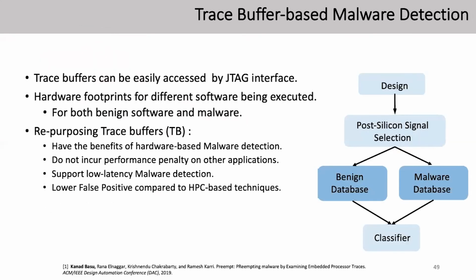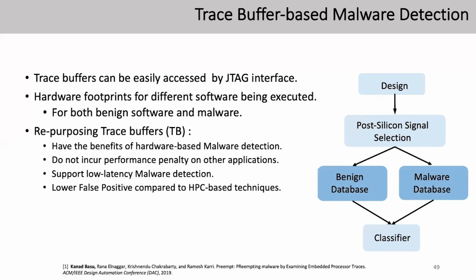So trace buffers can be easily accessed by the JTAG interface, and trace buffers store hardware footprints for different software being executed, for both benign and malware software. So when you run a program, that program creates some hardware footprints on a trace buffer. And using these hardware footprints, you can classify whether a program is benign or malicious.